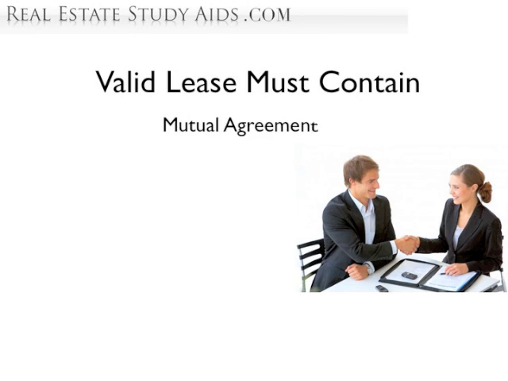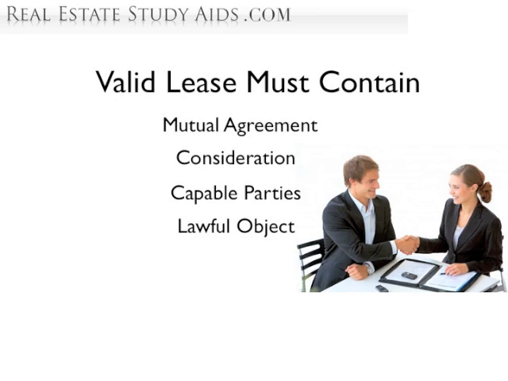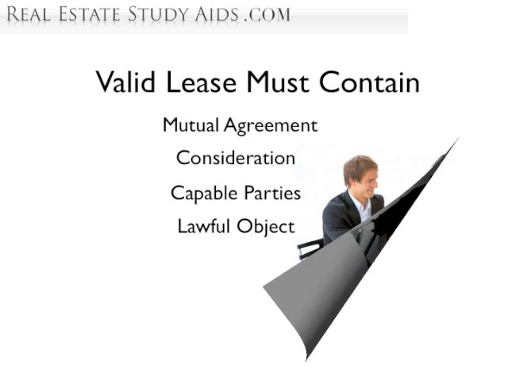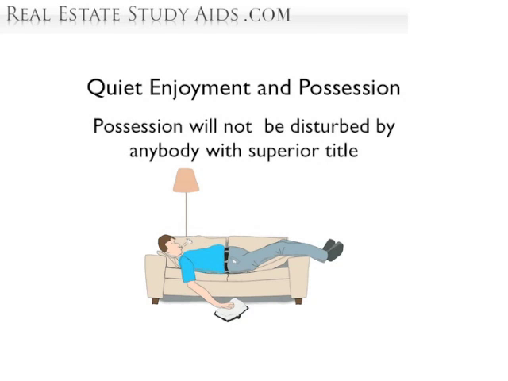Just like in any other contract, a valid lease must contain mutual agreement, consideration, capable parties, and lawful object. The lessee has the right of quiet enjoyment and possession of property, which is the assurance that their possession will not be disturbed by anybody with superior title.